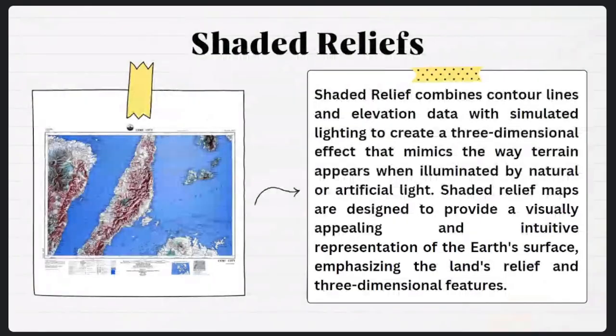Next, we have our shaded reliefs. A shaded relief combines contour lines and elevation data with simulated lighting to create a three-dimensional effect that mimics the way terrain appears when illuminated by natural or artificial light. Shaded relief maps are designed to provide a visually appealing and intuitive representation of the Earth's surface, emphasizing the land's relief and the three-dimensional features.